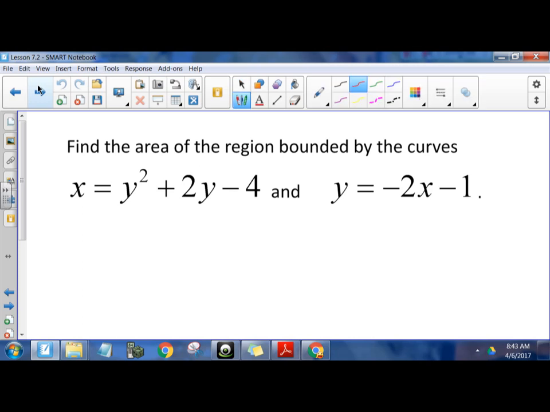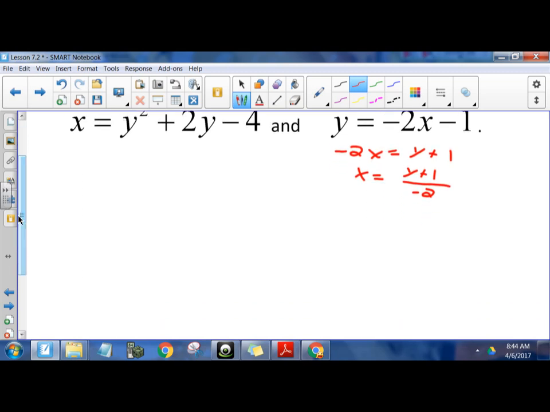So in order to do that, I am actually going to use this to help me graph it, but what I want to do is put it into x equals in order to use it to integrate. So if I do that, I'm going to add 1 to both sides, so negative 2x is equal to y plus 1. So x is equal to y plus 1 all divided by negative 2, which is the piece I'm going to use in order to do the integration. So I think I'm ready to graph it.